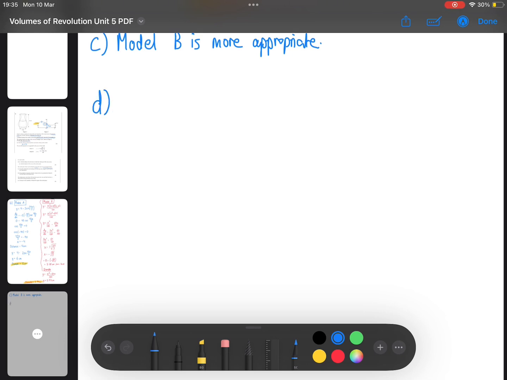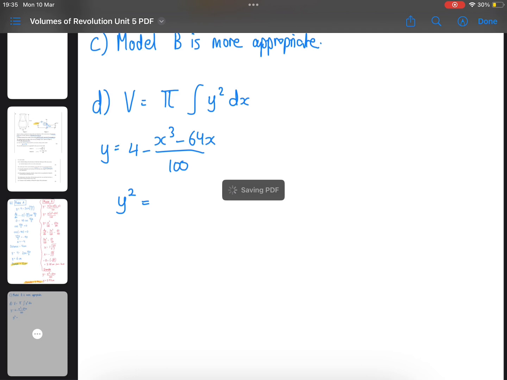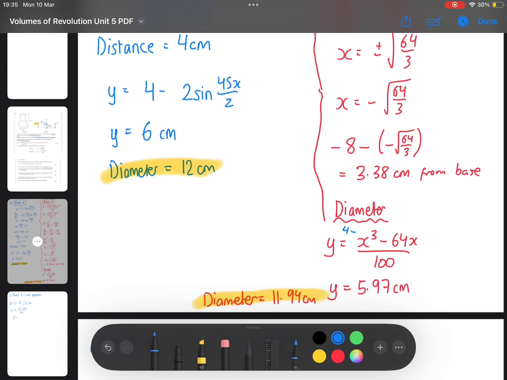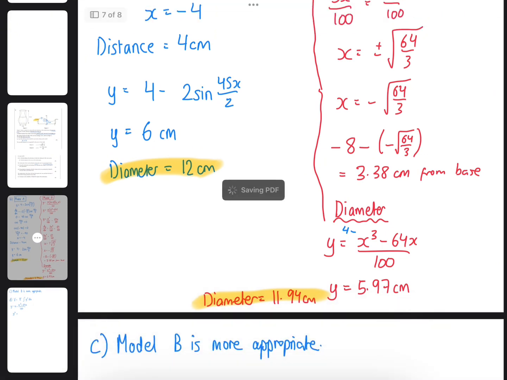So since we're rotating around the x-axis, volume is pi times the integral of y squared dx, and y was x cubed minus 64x over 100. So y squared, oops, sorry, I almost forgot the 4 there. I might have omitted it earlier as well, but yes, this is 4 minus there. My bad. The other numbers are still correct because I've done this before.